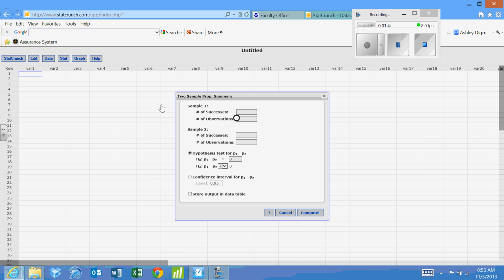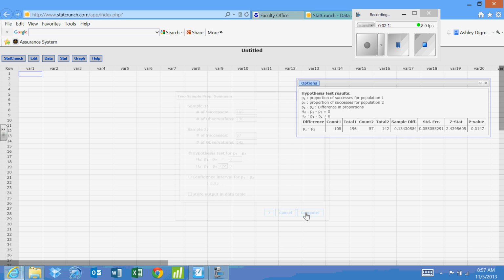Sample 1 will be our men, and we had 105 as our number of successes. Those are the ones that developed a cold out of our 196 total men. For sample 2, we had 57 women developed colds out of 142. We want to test not equal, so we want to make sure that stays not equal. Confidence level will not be important on this one because we're not asking for a confidence level.